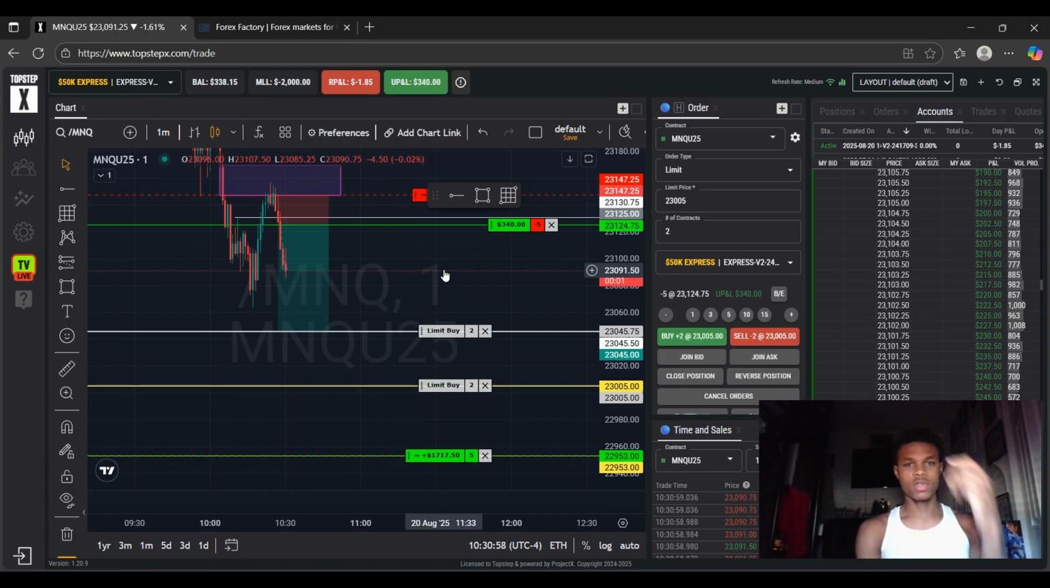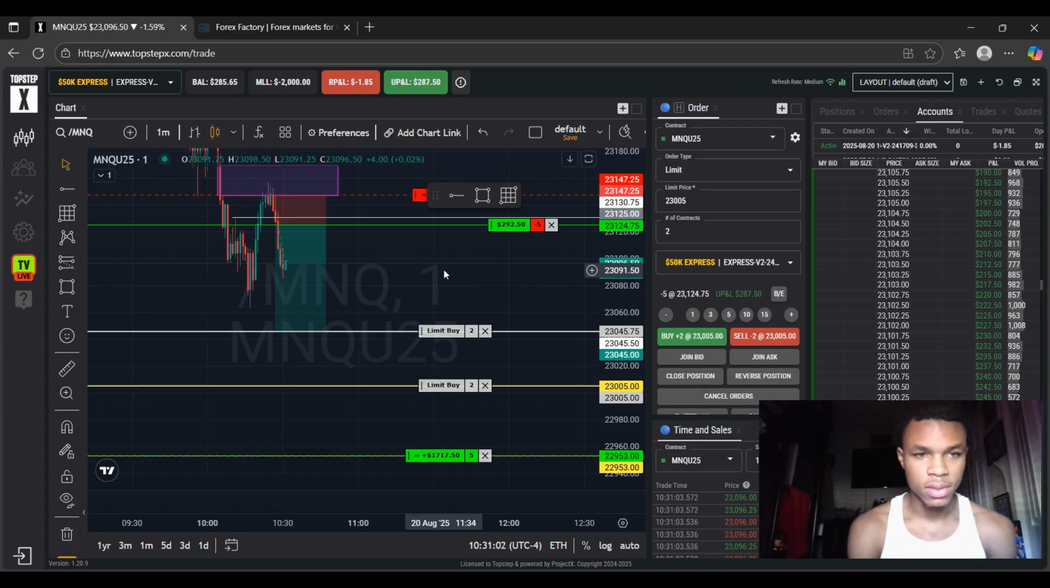Once TP1 hits, we're just gonna move stop to break even, and then whatever happens, happens, because we'll have a secured payout day. Damn, dude, are we gonna get it? We keep getting a move down.